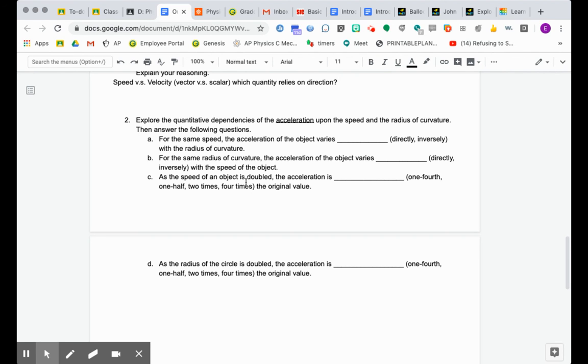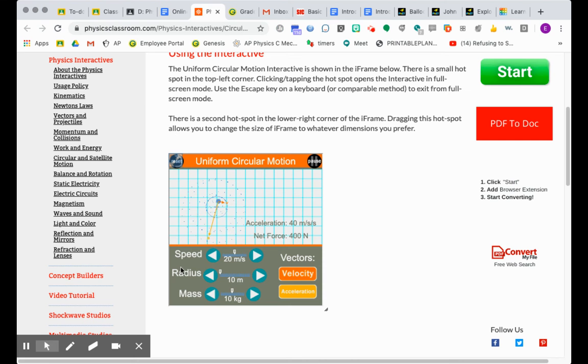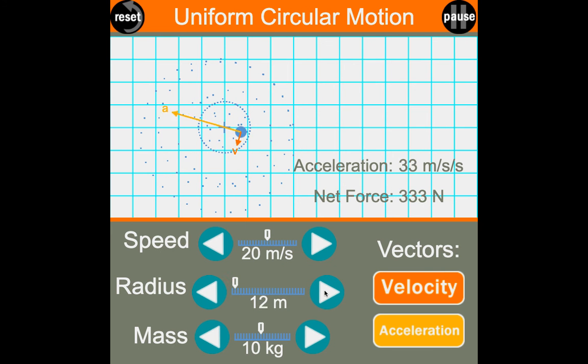For the same radius of the curvature, the acceleration of the object blank varies blank with the speed of the object. So for this one, you want to keep the radius the same. You'll set your radius to a specific amount. I'm going to say 30. And I'm going to change my speed, and only my speed. We're going to note how acceleration changes when radius is constant but speed changes.